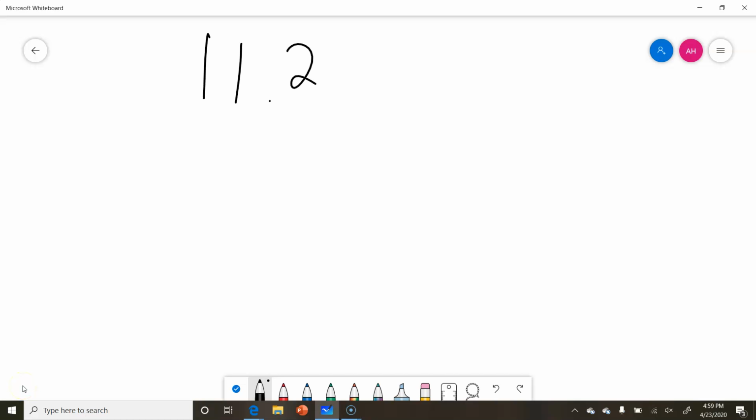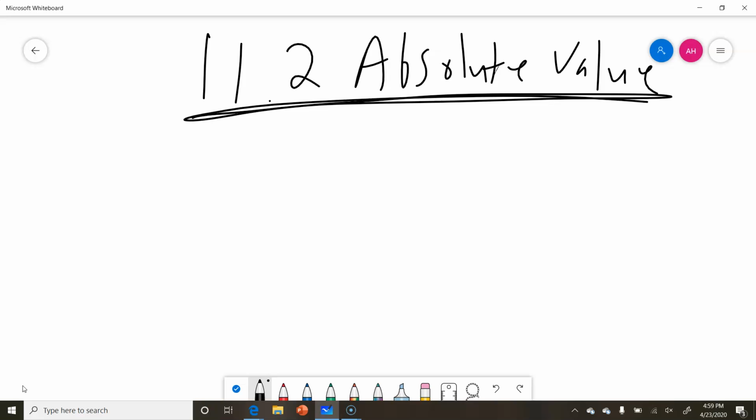We are on a new lesson for this new week, and it's on 11.2, absolute value. This is maybe a concept that you have heard before. This starts on page 485. Really not a very hard concept. I expect you guys will get this quite easily.